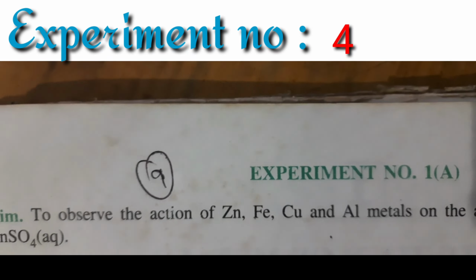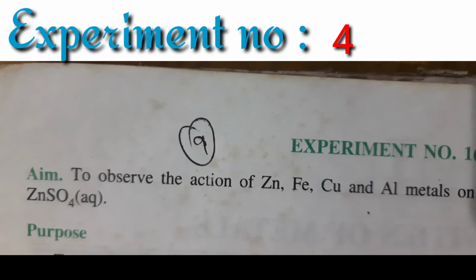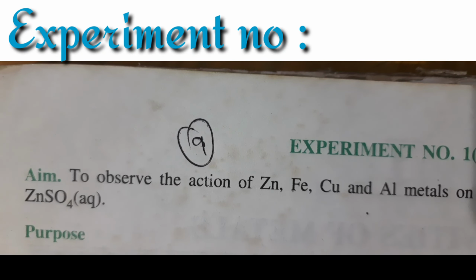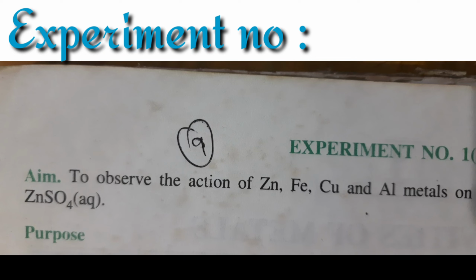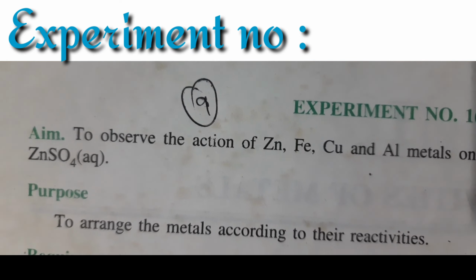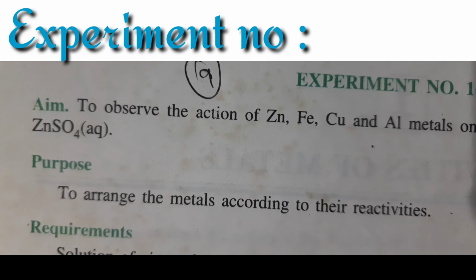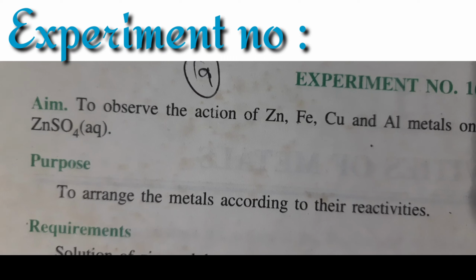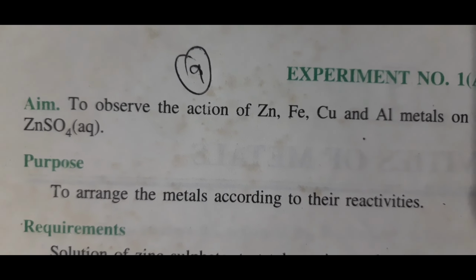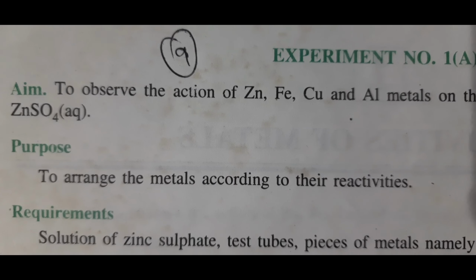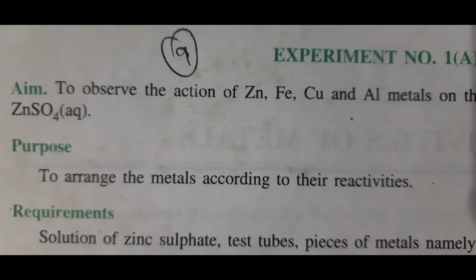Zinc sulfate, the formula is ZnSO4. Aq means aqueous solution. Now, what is the purpose for this? The purpose is, all the four materials Zn, iron, Cu, aluminium, we have to arrange the metals according to their reactivities. Now, to arrange the reactivities, we need certain requirements.